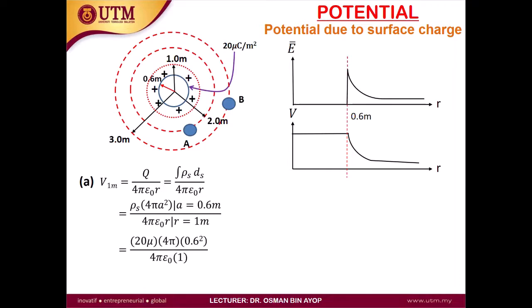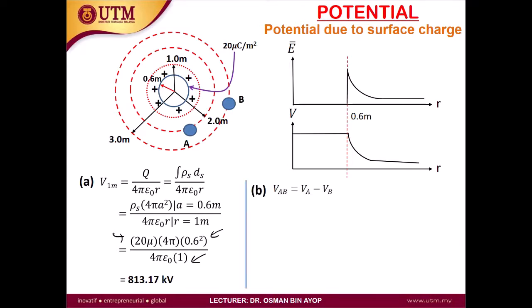We have rho S equal to 20 microcoulomb per meter square, our radius is equal to 0.6, and R equal to 1 meter, and your final answer will be 813.17 kilovolt. Okay, that is the absolute potential at 1 meter.